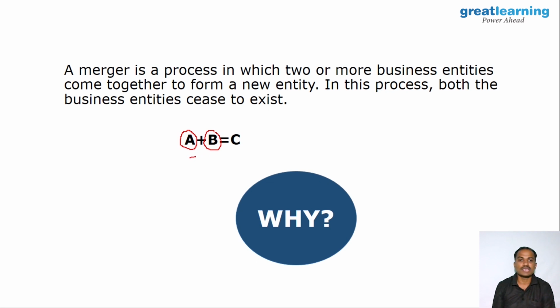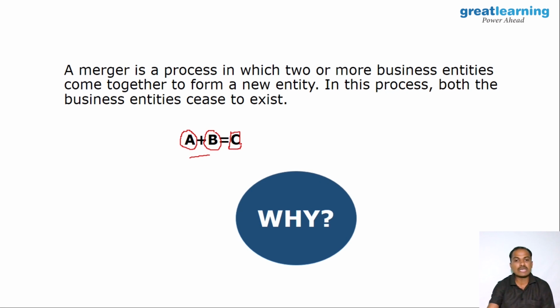These two companies will come together to form a new entity called C. In this process, A and B both will lose their existence and C will gain existence and that will continue to run. A and B will become history.